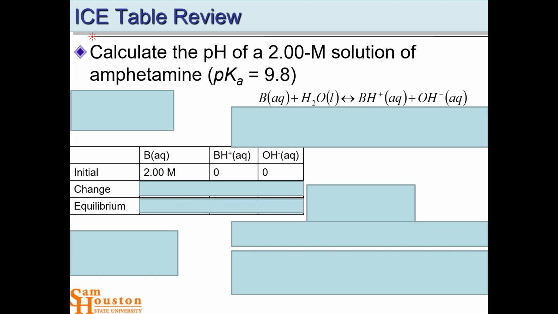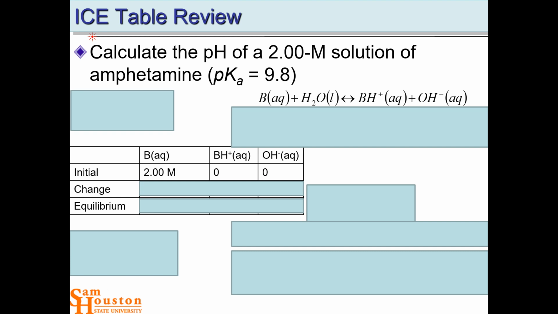So let's go through an ice table review. Up here is written the problem: calculate the pH of a 2 molar solution of amphetamine, and they give you the pKa. Now, what do you see in that word, amphetamine, that gives you a clue as to whether it's an acid or a base? Amine. What are amines? So amines are bases. They take on protons.